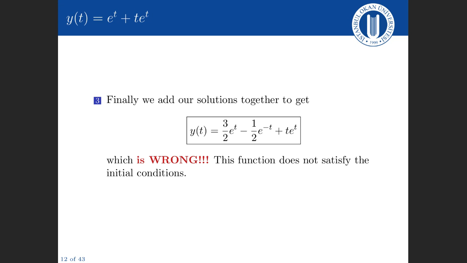This is wrong because the function does not satisfy the initial conditions. It went wrong because I found the constants C1 and C2 too early. This is the correct solution at the top. And this solution is wrong.